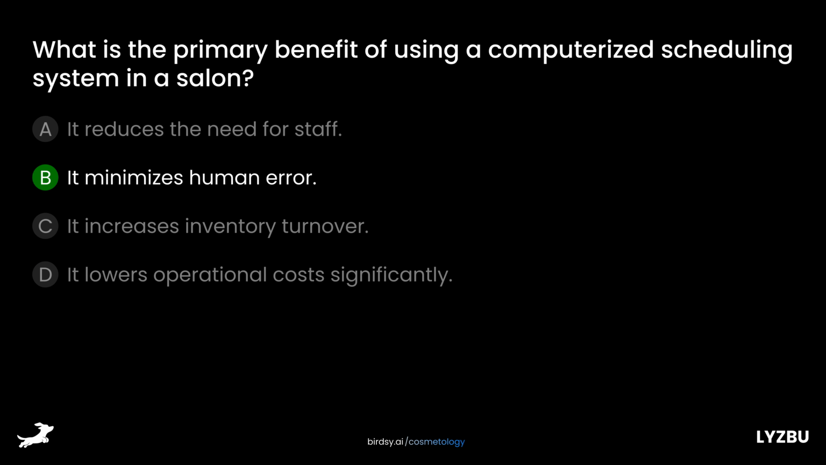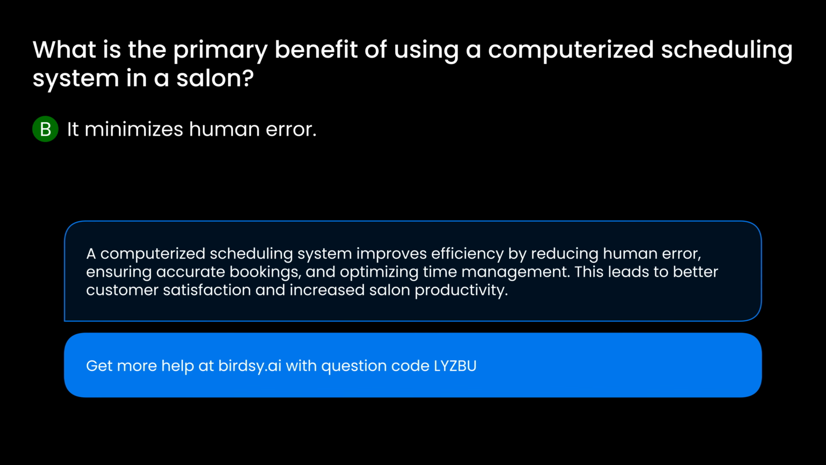The answer is B. It minimizes human error. A computerized scheduling system improves efficiency by reducing human error, ensuring accurate bookings, and optimizing time management. This leads to better customer satisfaction and increased salon productivity.